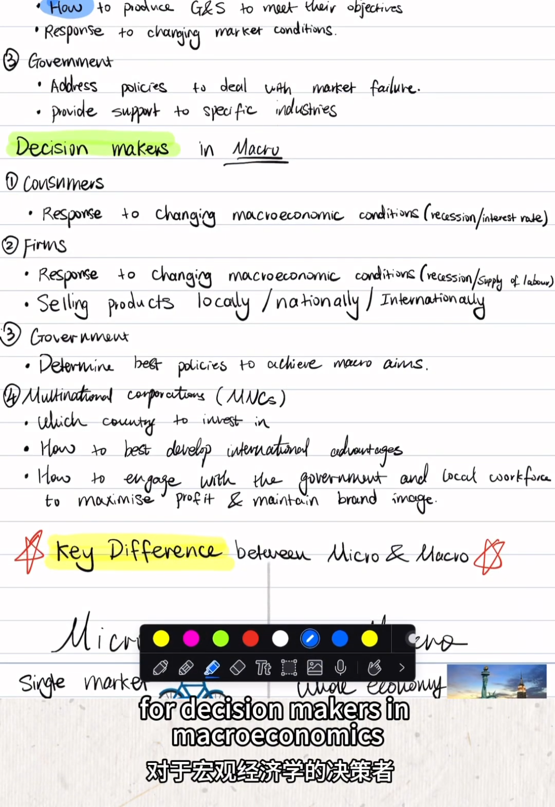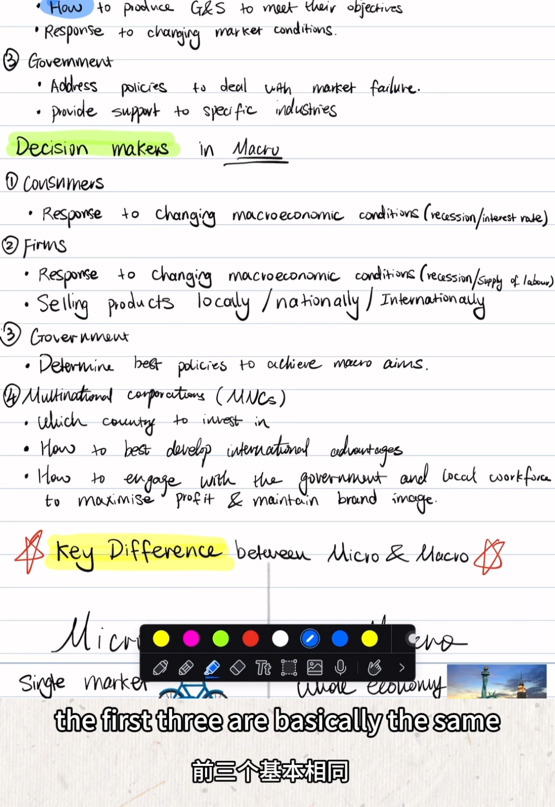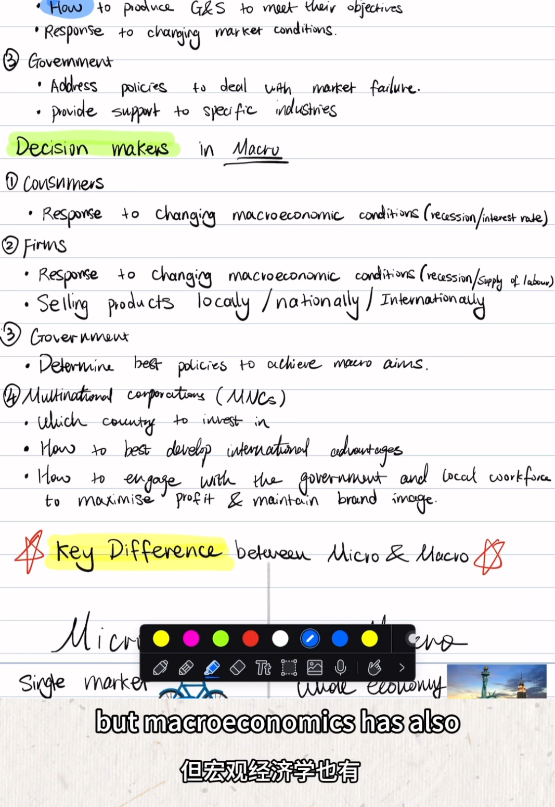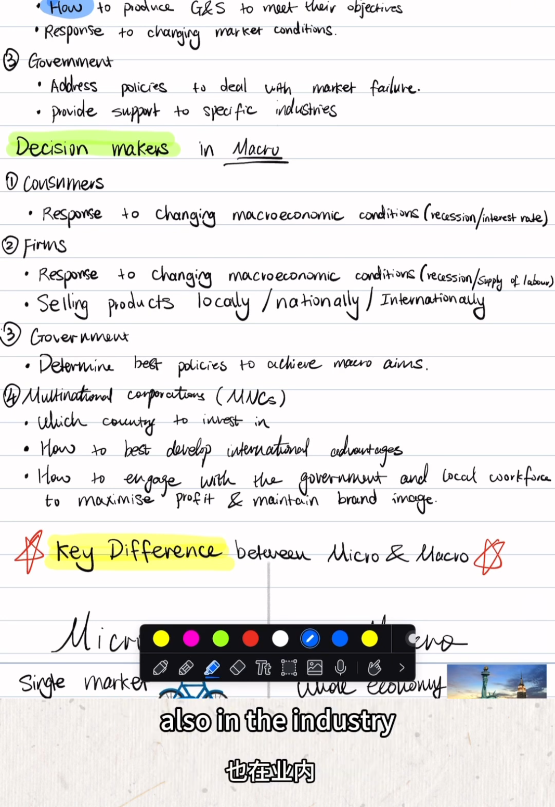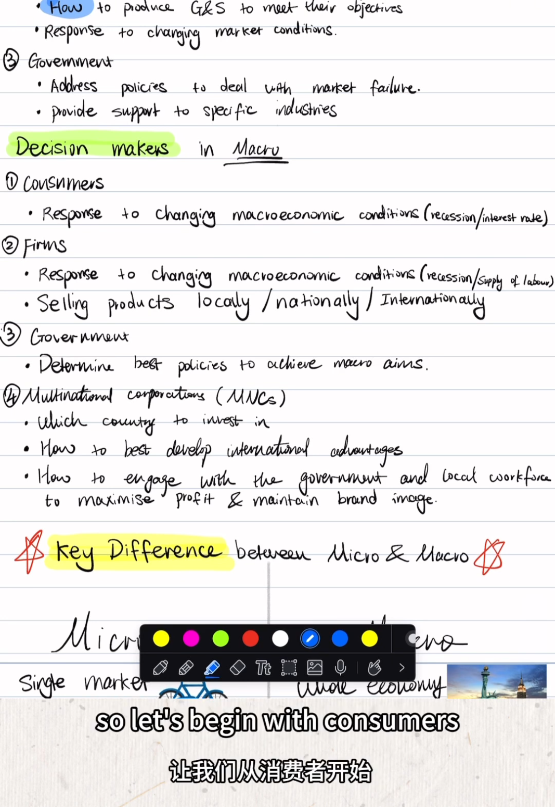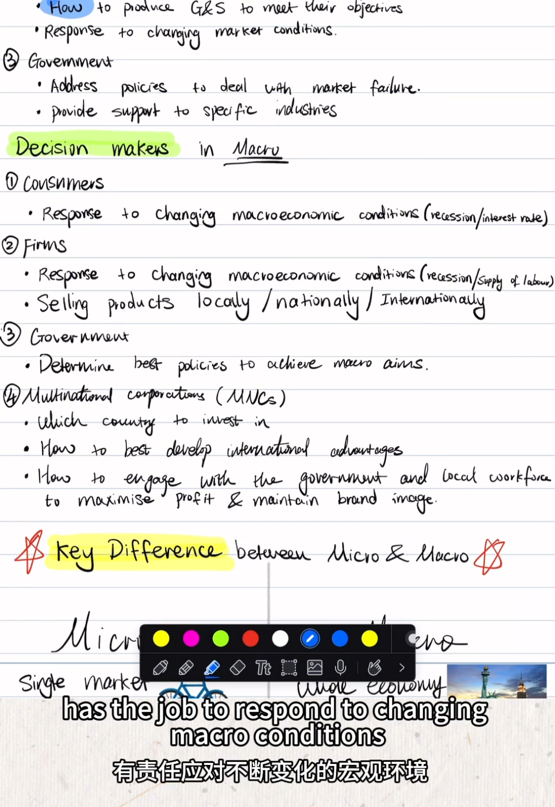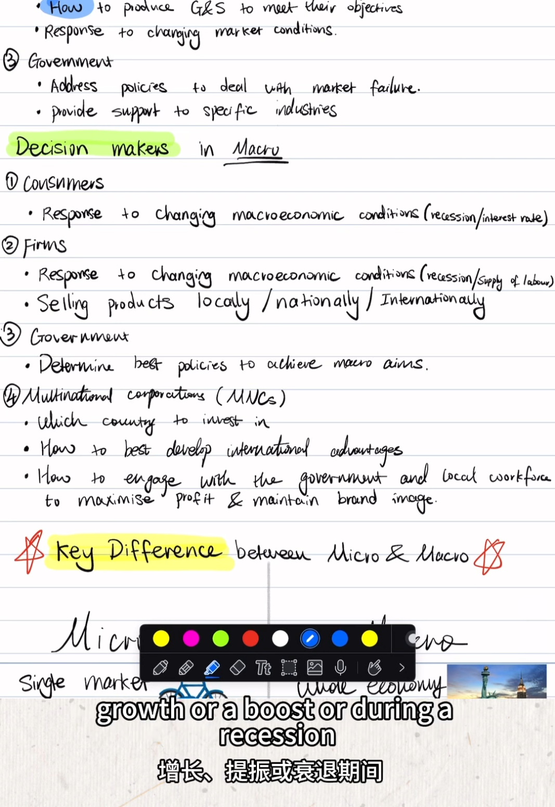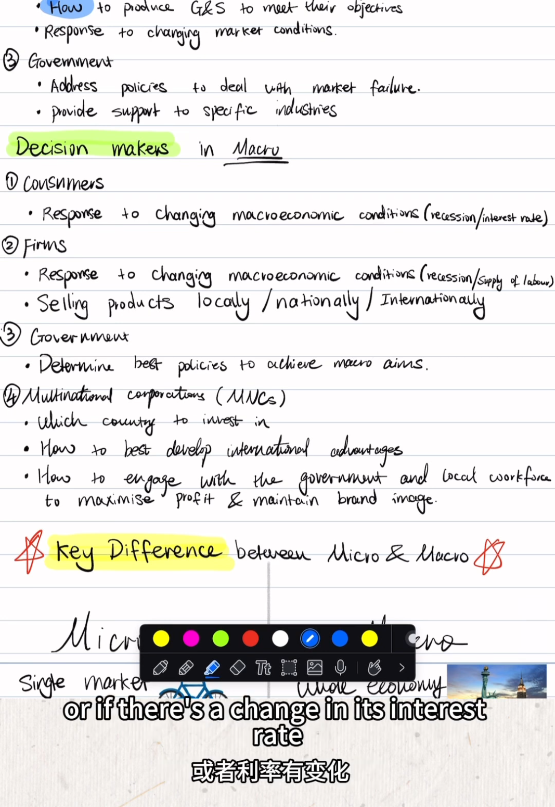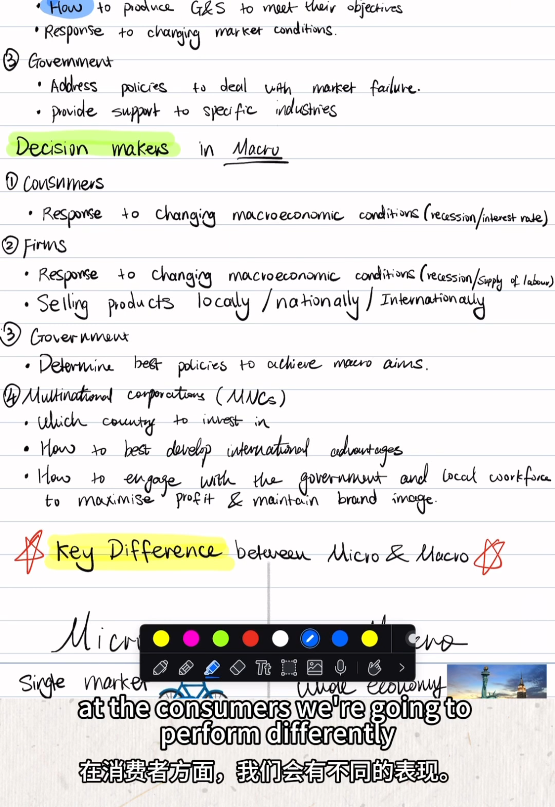So for decision makers in macroeconomics, the first 3 are basically the same, but macroeconomics also has MNCs, which is multinational companies operating in the industry. So let's begin with consumers. They basically have the job to respond to changing macro conditions, for example, during an economic growth or a boom, or during a recession, or if there's a change in the interest rate. The consumers are going to perform differently.